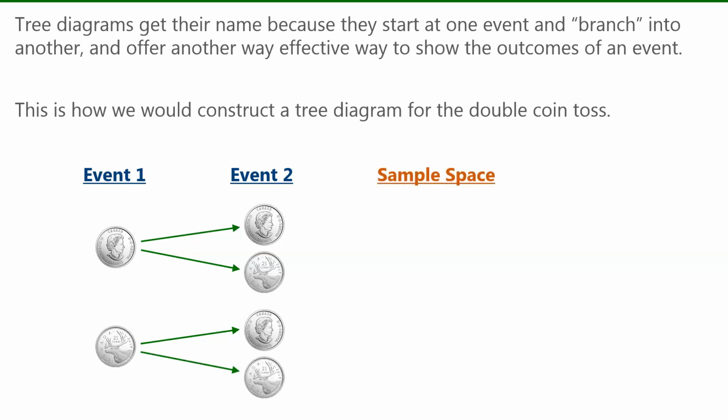So we'll now write the sample space, which is a list of all the possible outcomes for these two events. So I could get heads and heads, I could get heads and tails, I could get tails and heads, or I could get tails and tails. So once again, we can see that we have 4 possible outcomes in this sample space.